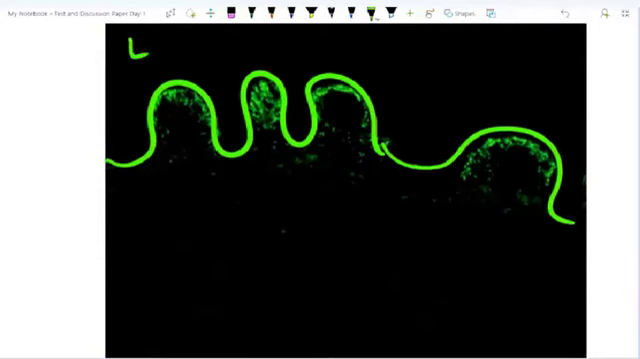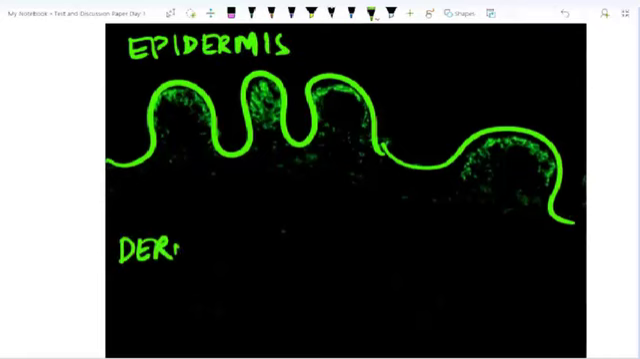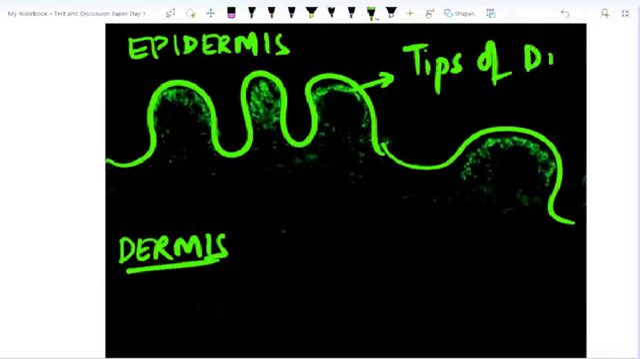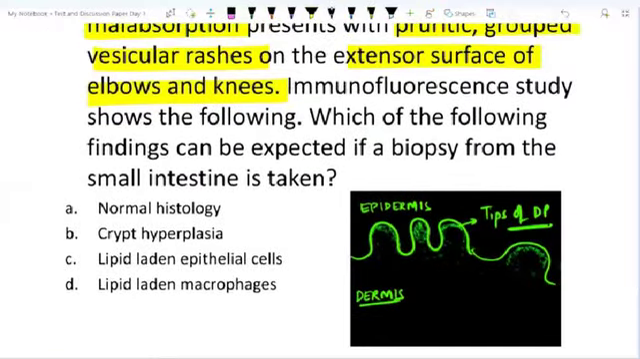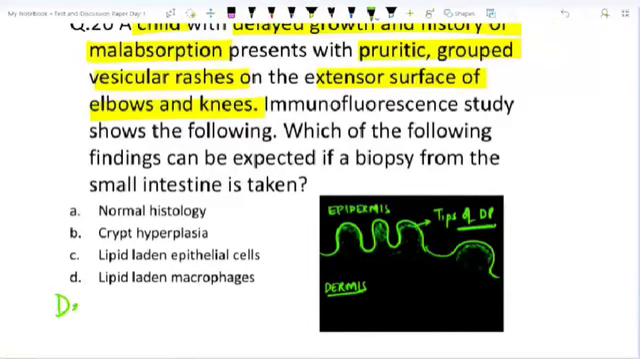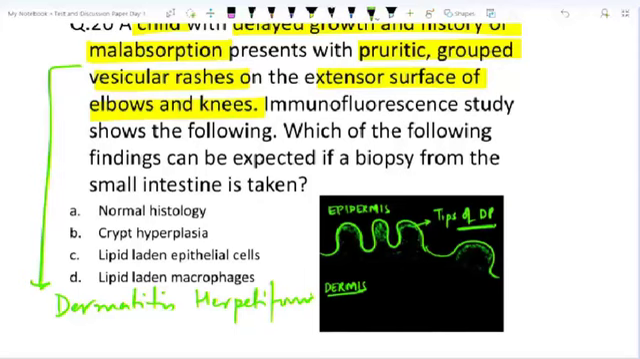This is your epidermis and this is your dermis, and these were the tips of the dermal papillae, and only they have lit up. And if I tell you that the antibody I used was IgA, then you'll think of what condition? Instantly you should think of dermatitis herpetiformis. And once you think of this, it should also fit in with your diagnosis. Then you have to take it one step further and ask yourself, if a child has dermatitis herpetiformis and malabsorption, what could be the syndrome?